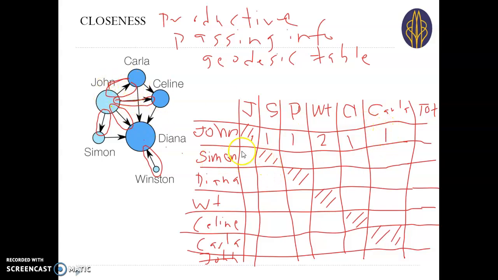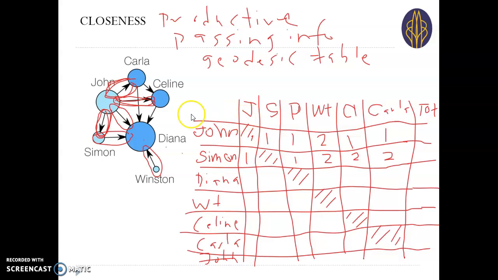Simon and John, it is 1. Simon and Diana is just 1. Simon and Winston, it is 1, 2. Simon and Celine, it will be 1 and 2. So it's 2. And Simon and Carla, it is 1, 2.